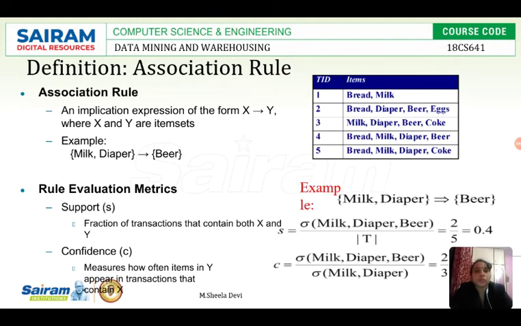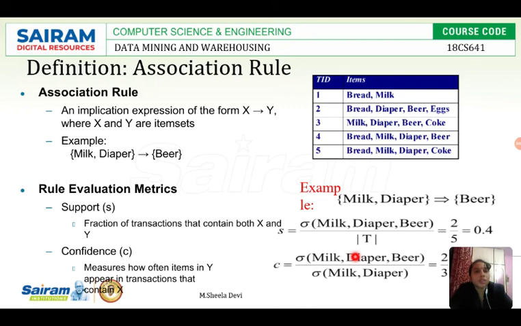See here, whatever I said, they have given the same example: milk, diaper, beer. What is the support? Already we have seen support, but once again we will see. How many times are milk, diaper, beer occurring together? They occur here and here, so 2 times. How many transactions? It is 5. So 2 divided by 5 is equal to 0.4. That is 40% support.